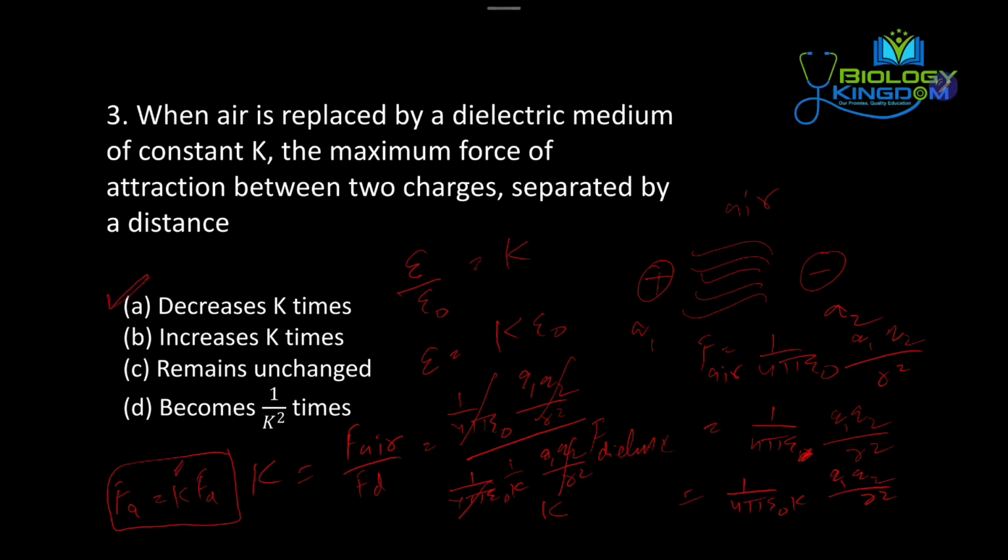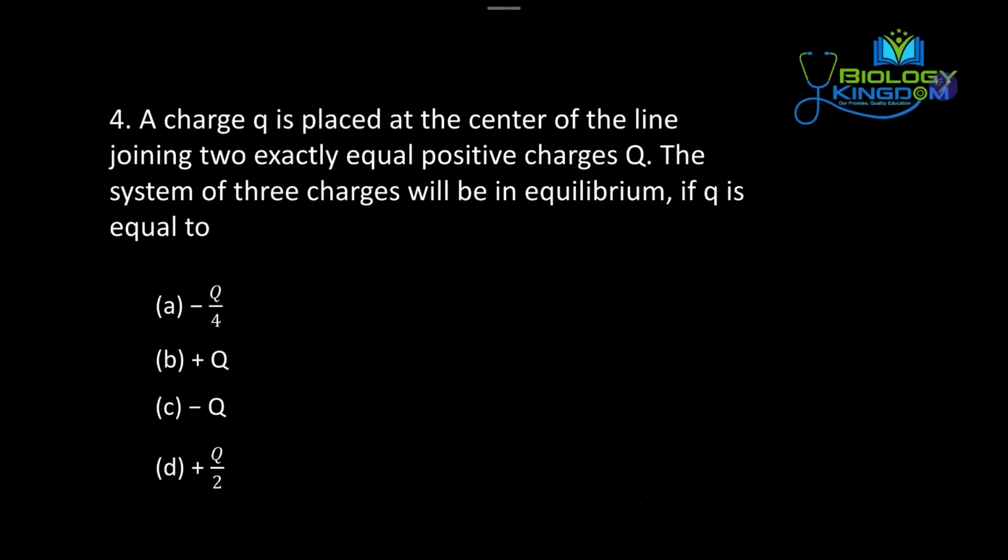That means option A will be the right answer, because it decreases K times. It does not increase K times, it does not remain unchanged, and it does not become 1 by K square. It decreases K times. I hope you got the answer. Now we will move further. Here's another question. A charge Q is placed at the center of the line joining two exactly equal positive charges. So here's a line joining two positive charges Q and Q, and at the center there is another charge, that is Q.